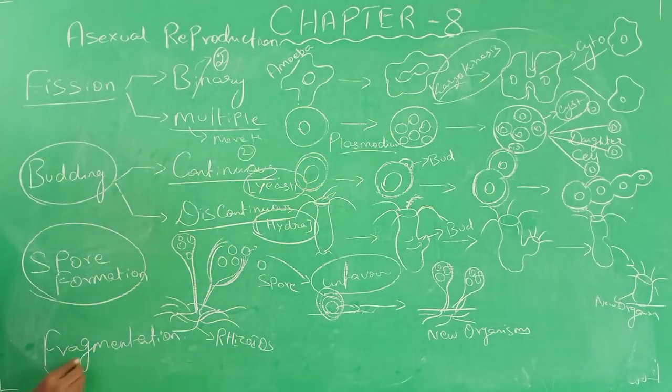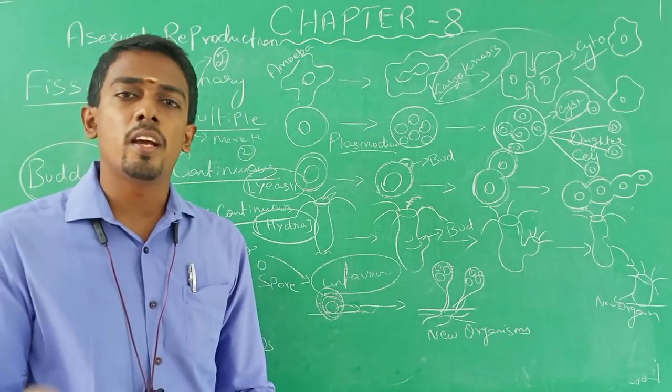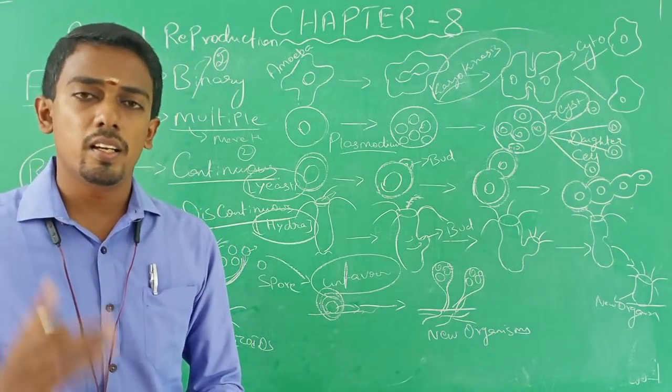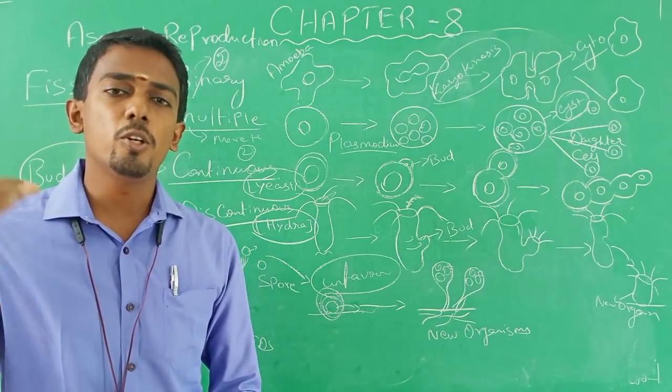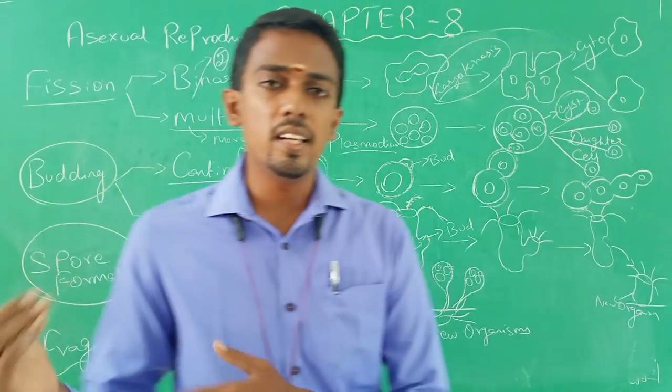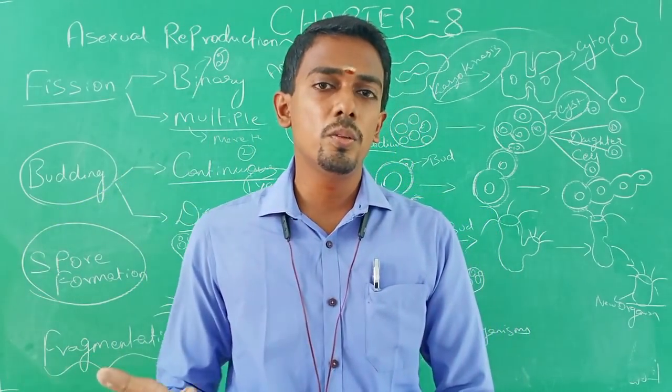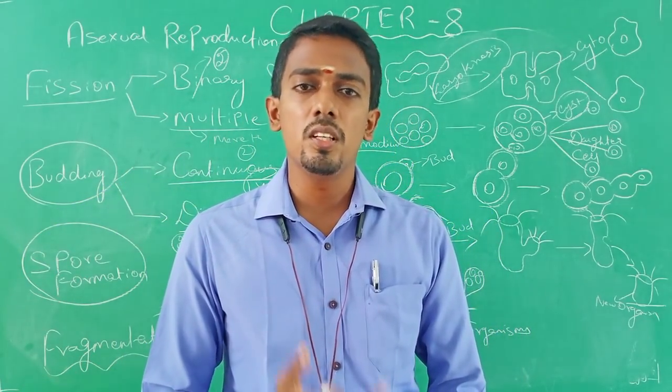And in the forthcoming class we shall continue with fragmentation, vegetative reproduction, followed by animal reproduction, that is sexual reproduction in human beings, followed by the contraceptive methods. And then next to that we shall continue learning about plant reproduction and its types.